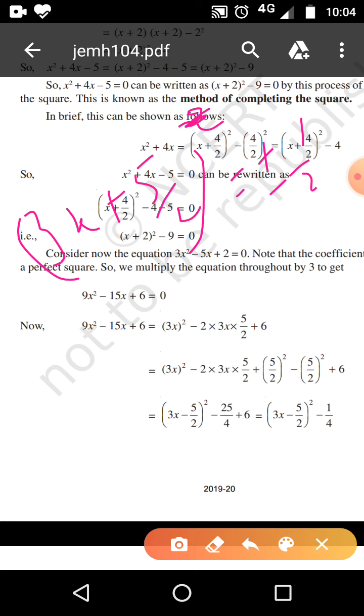So 3x is equal to plus minus 1 by 2 minus 5 by 2, and taking the positive sign and the negative sign, we get the solution. Okay, thank you for today.